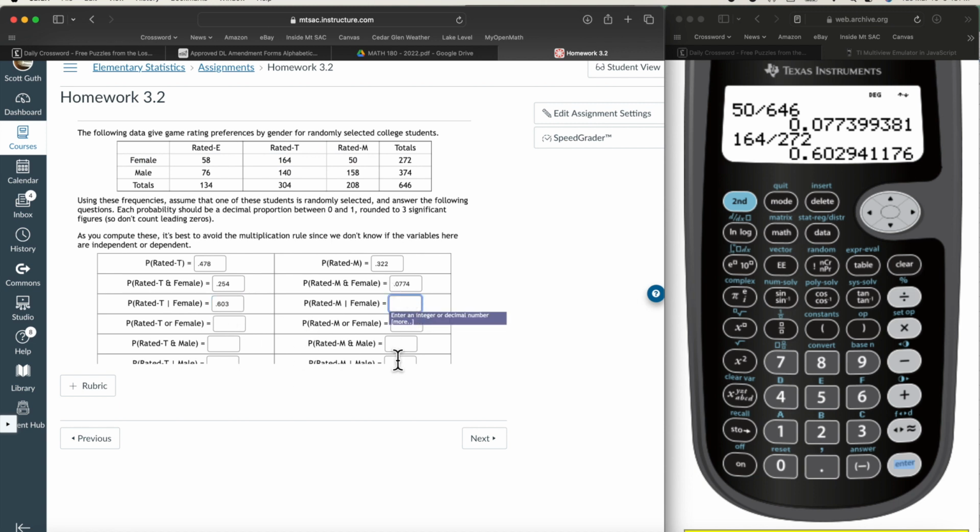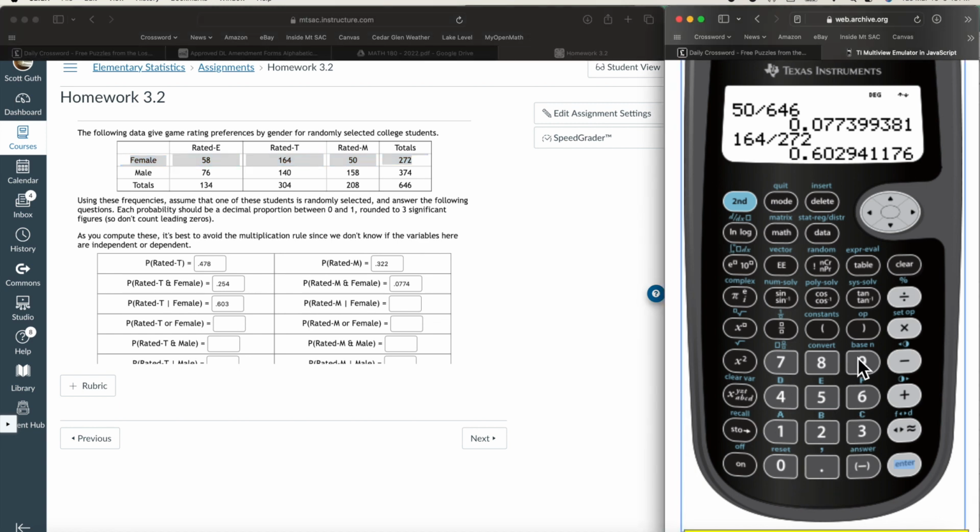Okay, and now this one also has a condition. It's still given that it's a female. Again, that vertical line is read given that. So what's the probability of a rated M given that it's a female? Again, we're looking at the females here, and for rated M, it's just 50 out of 272. So I'll go ahead and calculate that. Okay, and 0.184 on this one.